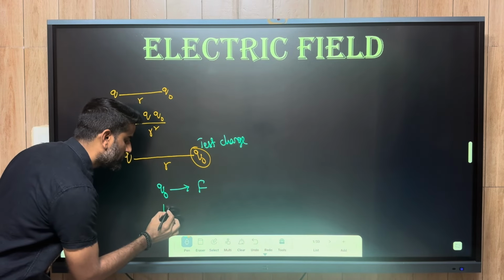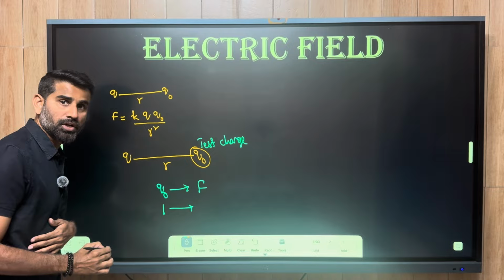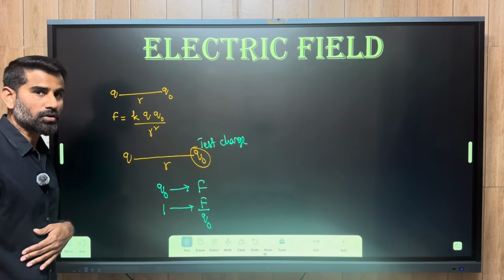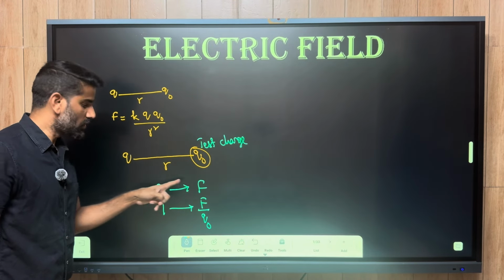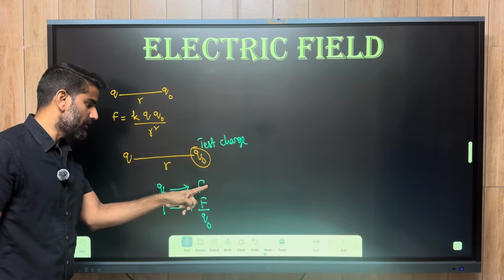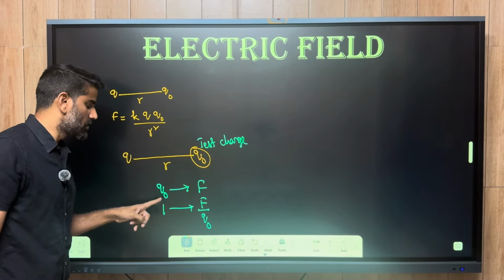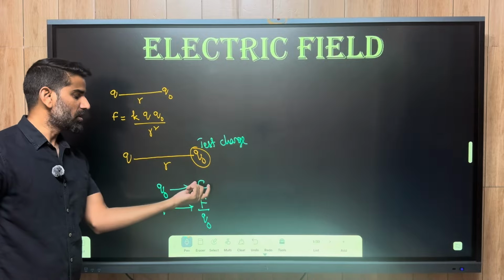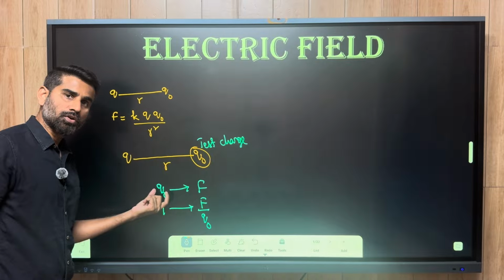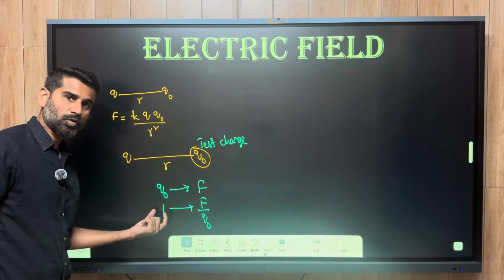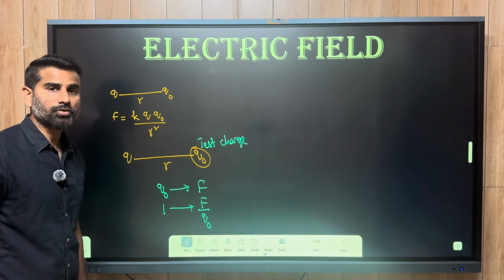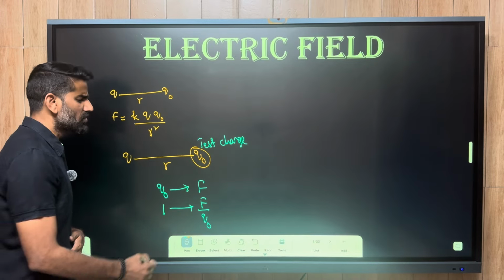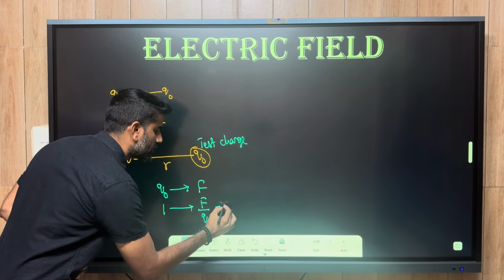What is the force on a unit positive test charge? It will be F by Q naught. F is the force on the Q naught charge, and Q naught is the test charge. Per unit charge, what is the amount of force? F by Q naught. It is something like: 20 rupees is the cost of 5 pens, what is the cost of 1 pen? So 20 by 5. Similarly, F by Q naught. This is what we call the electric field.